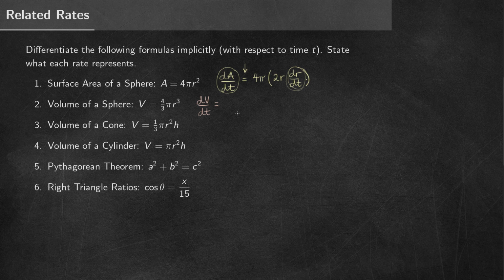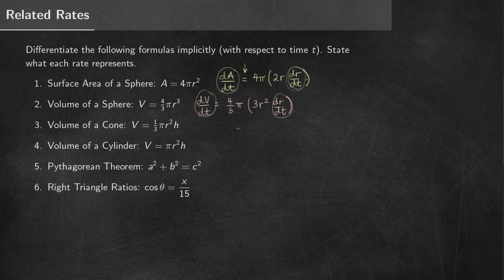On the right-hand side, 4/3 times pi is constant, so our derivative is going to be 4/3 times pi times the derivative of r cubed. The derivative of r cubed is 3r squared with respect to r times dr dt, so that it's with respect to t. And here the two rates that are being related are the volume of the sphere with respect to time and the radius of the sphere with respect to time.